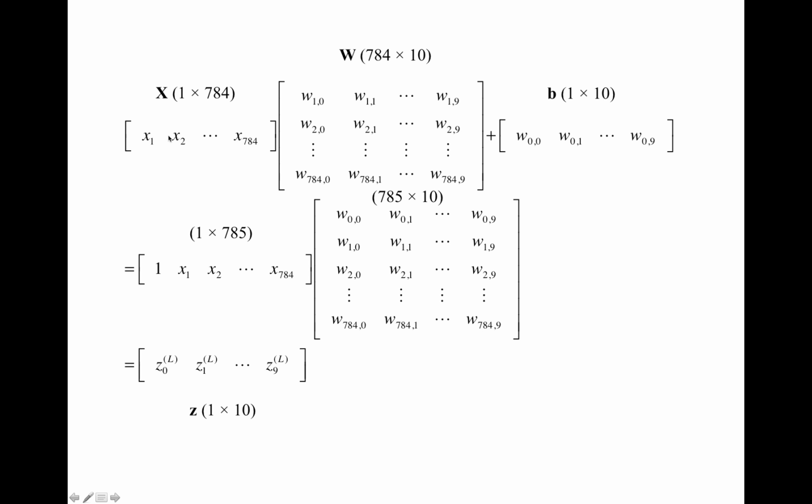If the calculation for one training example works out, it means what? It means that all we have to do is to just duplicate this bias term 100 times along the row direction.